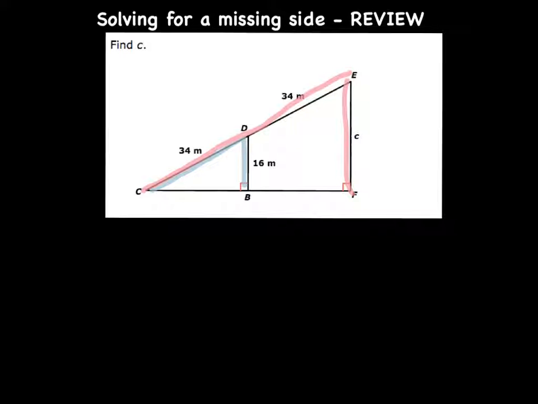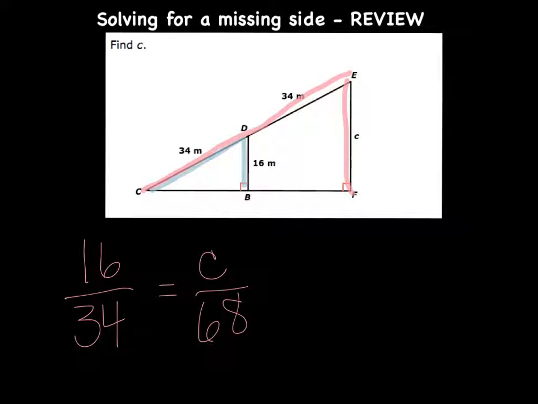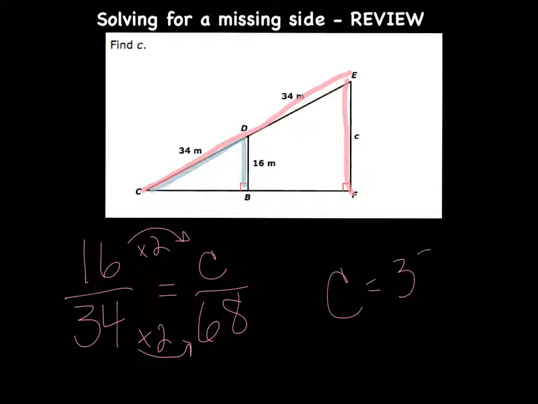So the proportion that I'm going to set up to solve this, I'm going to put the short side over the long side of the smaller triangle, and C, the missing side, over the long side, the hypotenuse of the big triangle. And what do I notice? How do you get from 34 to 68? That's a times 2. It's 2 times bigger. So if the hypotenuse is 2 times bigger, the height also needs to be 2 times bigger. 16 times 2 is 32. So the height of the big triangle is going to be 32.